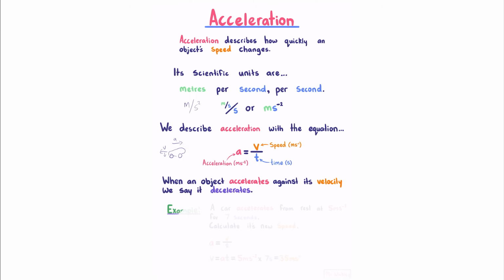Using this equation in an example, a car accelerates from rest at 5 meters per second squared for 7 seconds. Calculate its new speed. Using the equation acceleration is velocity over time, rearranging it for velocity, and putting in our acceleration and our time, we get 35 meters per second.